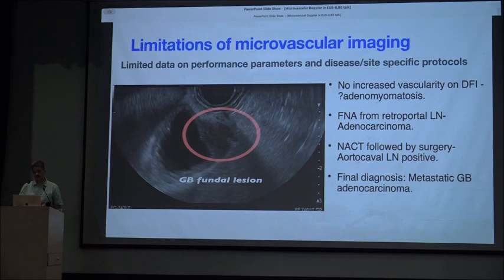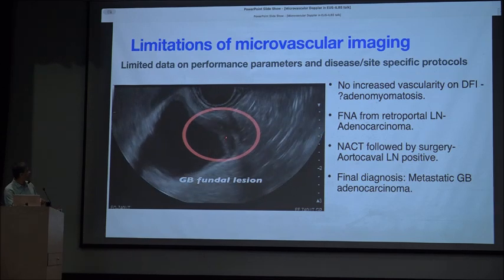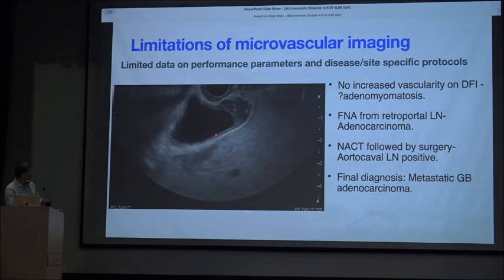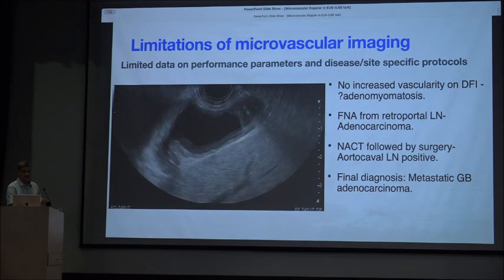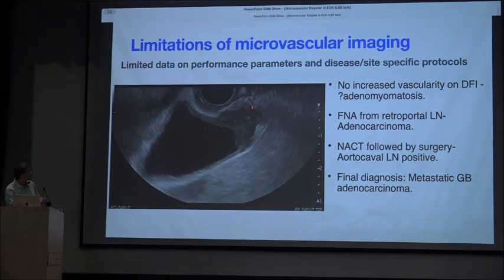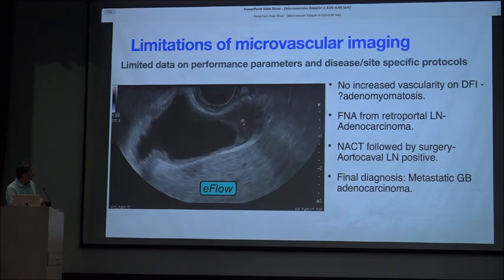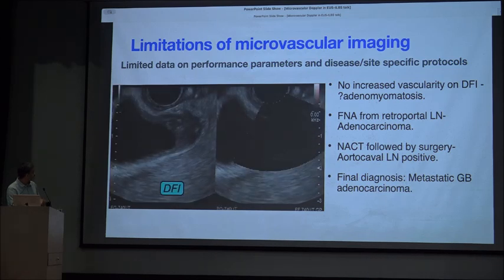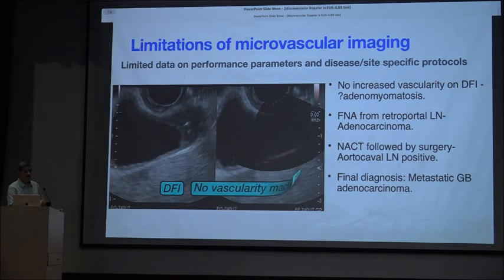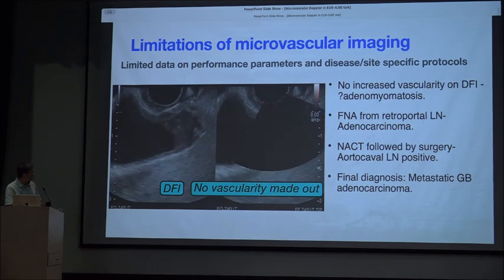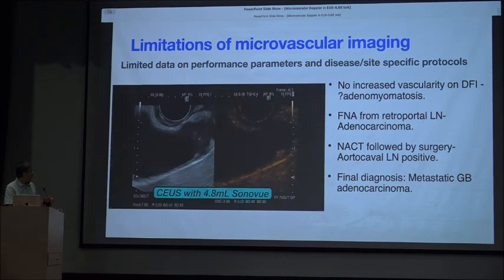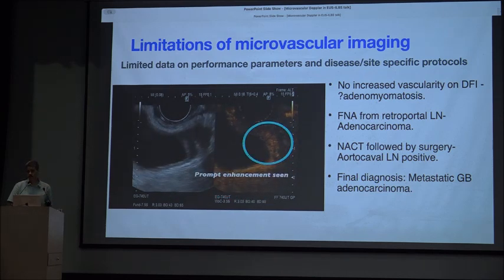Another 47-year-old lady, this is a gallbladder fundal lesion. Difficult to characterize, looks like adenomyosis, but then the outline is a bit irregular, which can happen. E-flow, no vascularity. We put on DFI. DFI is also silent, so we think, well, this looks like adenomyomatosis, no vascularity, but we still did a SonoView. And with contrast, you see the whole thing is lighting up beautifully.